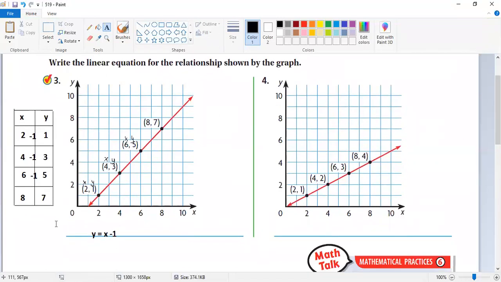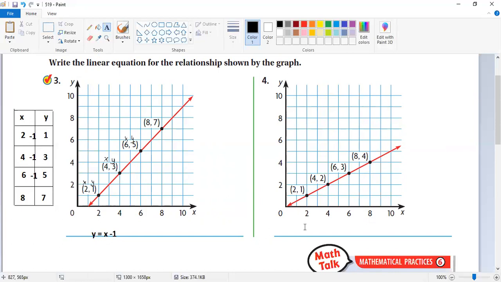They will give you the table. Rather than giving the table, they gave us the graph. So that's why I drew a table so that you will remember what we did. So from the table, we will find out the pattern. The pattern of the table, or the rule as we call it, was minus 1. So we write y is equal to x minus 1.